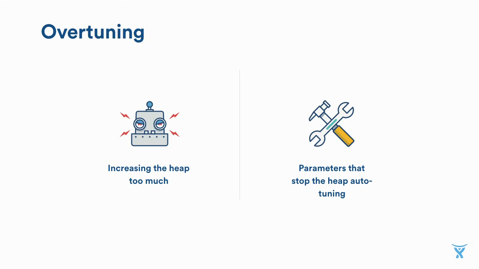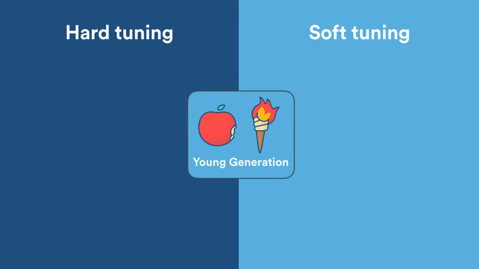So if you have to tune, if you're having a problem and you have to, don't increase the heap more than you need to, and rely on soft tuning parameters. So soft tuning parameters are more like suggestions. They still allow the JVM to auto-tune as required. So let's have a look at some of those hard tuning and soft tuning options.